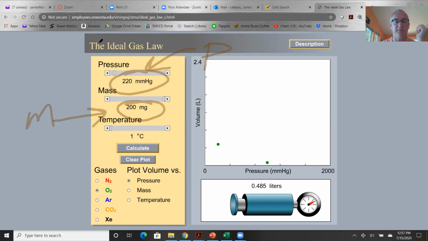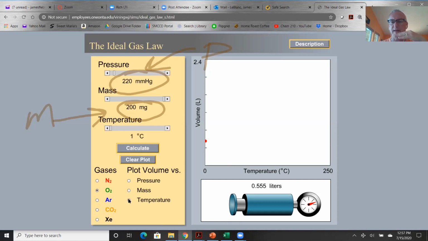Oh, the other thing I want to do is plot my volume versus temperature. That's what I want to do, because that's the change we're looking at. We're not changing the mass, we're not changing the pressure, we're changing the temperature. So that's what I'm going to look at.